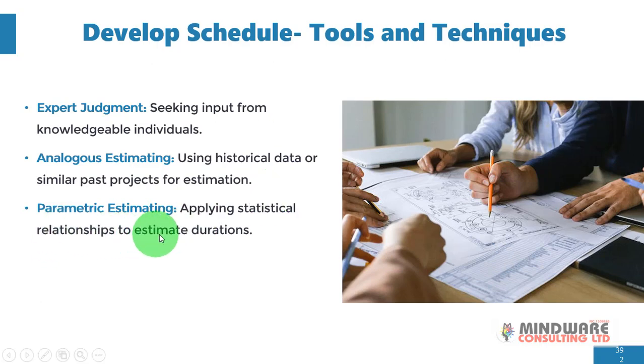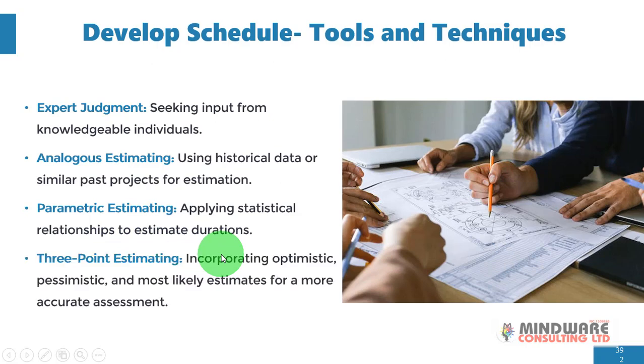Parametric estimating. This involves applying statistical relationships to estimate durations. 3-point estimating. This involves incorporating optimistic, pessimistic, and most likely estimates for a more accurate assessment.